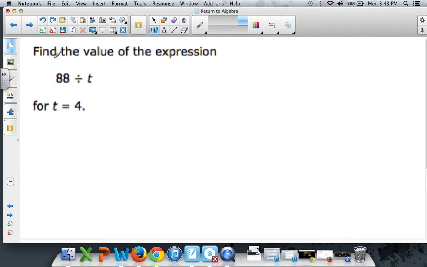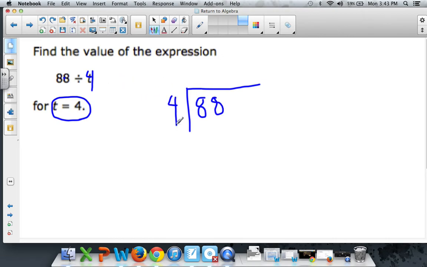Find the value of the expression for 88 divided by t. No problem. You put in that t is a 4. 88 divided by 4. I can do this in my head, but maybe you can't, and that's okay. You simply make the division box. The first number goes in the box. The second number goes outside of the box. Now you can break it down into smaller pieces.